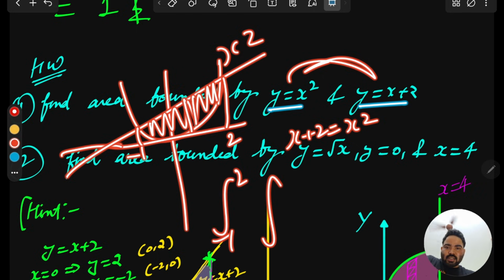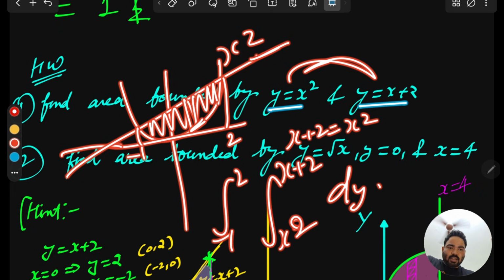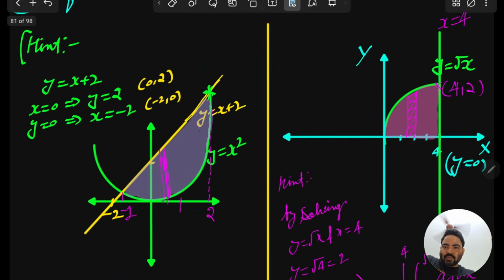And how is y moving? Just take the vertical strip. The lower side is moving along x square, and the upper side is moving along the line y equal to x plus 2. And you are finding the area, so just say dy dx, because this is the y limit and this is the x limit. So this is the way you can find the area in this particular case. I think I already solved this question. If you solve, you will get the limits here, x equal to -1, x equal to 2.